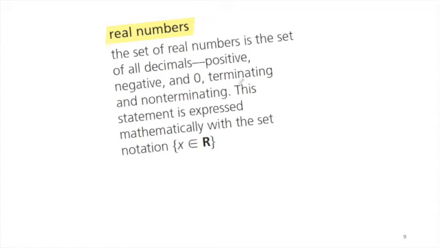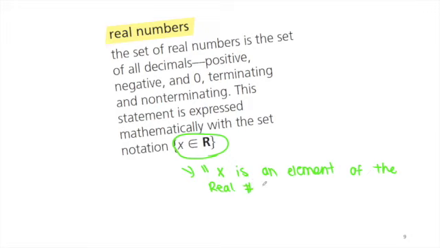So remember that the set of real numbers is a set of all decimals, positive, negative, and 0, terminating and non-terminating. This statement is expressed mathematically with the set x is an element of the real number system, or x is a set of real numbers, or x is a real number.